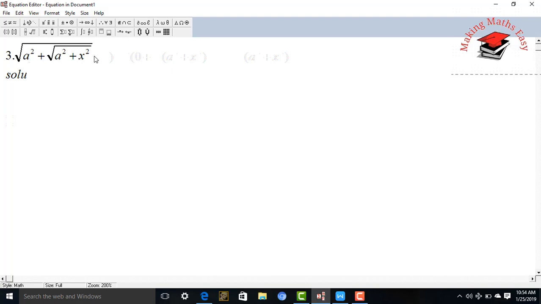So first of all, we know the main or a common thing. Whenever there is a root, I told you in the previous videos, the power can be expressed in the form of a fraction as 1 by 2. So first of all, let us consider y equal to the given expression.